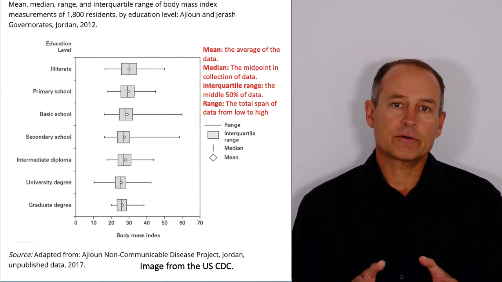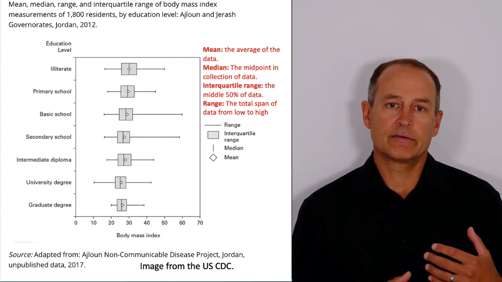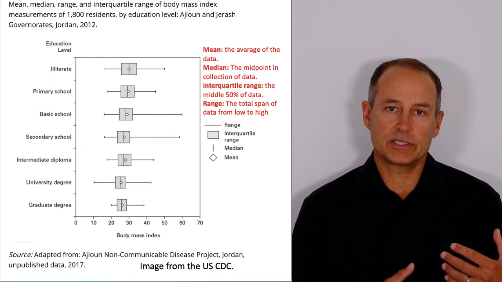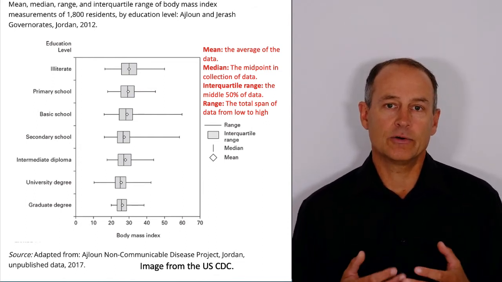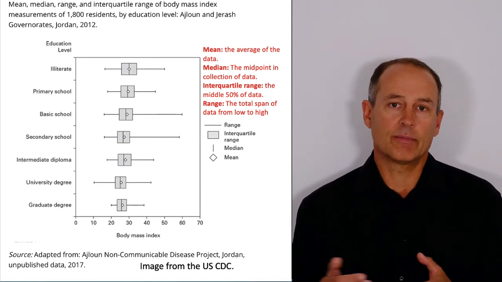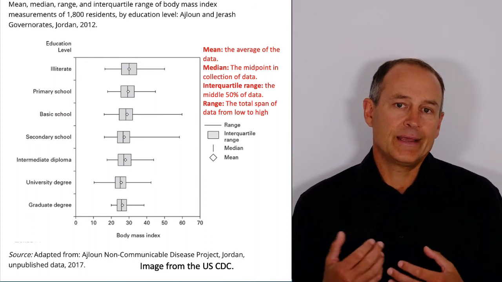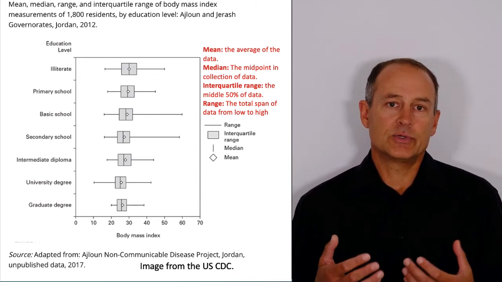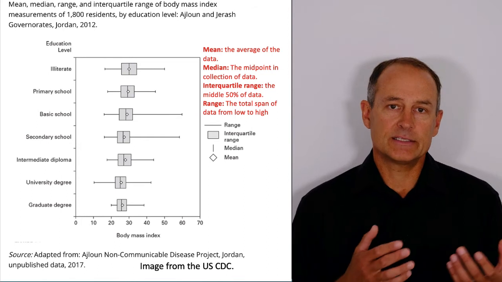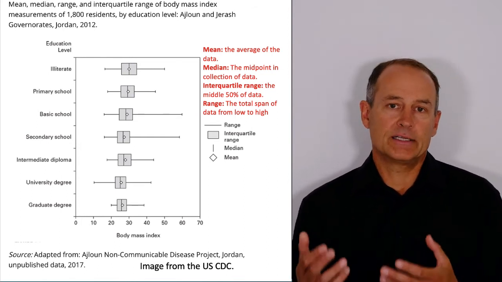If you look at the general patterns here, you can see that as you go from the top of the graph to the bottom of the graph, or less education to more education, it appears the body mass index goes down. More education tends to correspond with a lower body mass index. This is what we call a correlation, and it means that there is a relationship between two variables. In this case, educational attainment, or degree level, and body mass index.